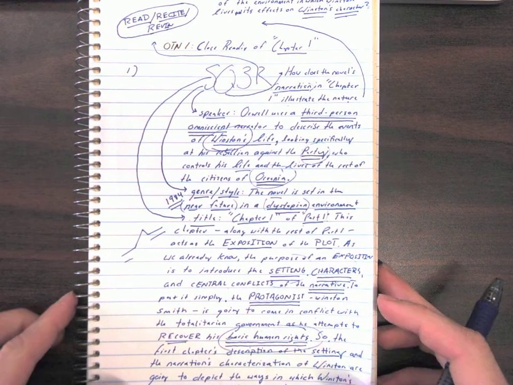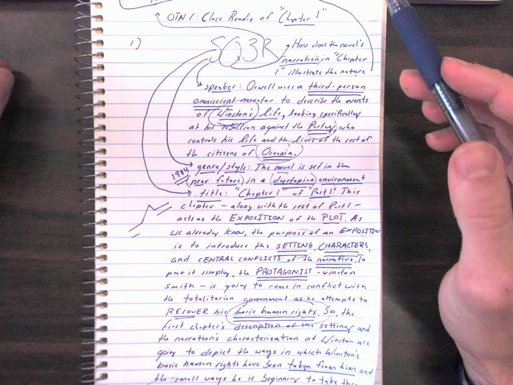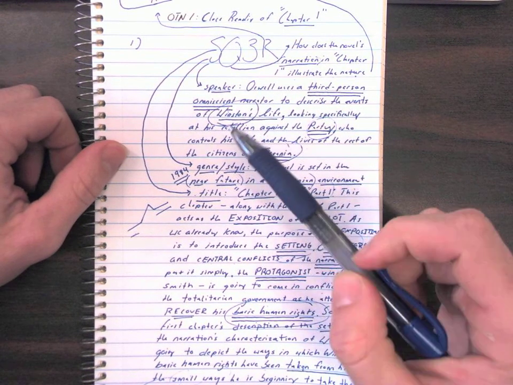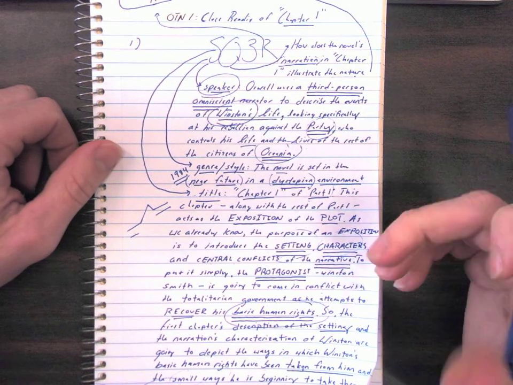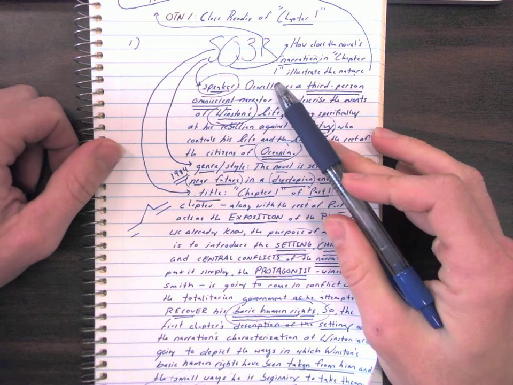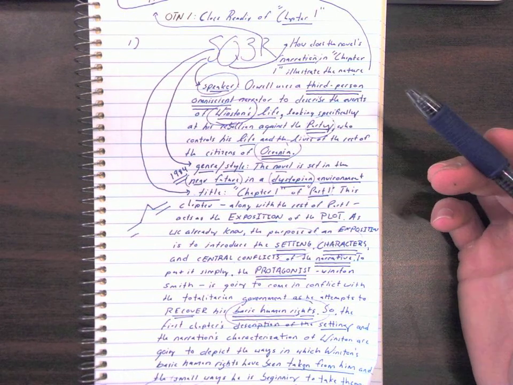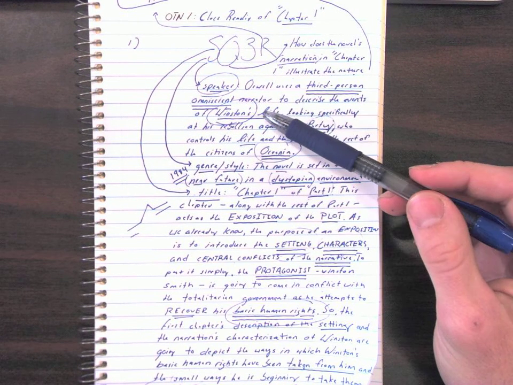Understand my writing is pretty small, so you'll just have to follow along with my voice as I read out what I've written. In our SQ3R, we always want to start with an analysis of the speaker. So who is speaking? Well, Orwell, the author of the text, is obviously the ultimate speaker and the ultimate creator of the text. But in the text, who is actually speaking?